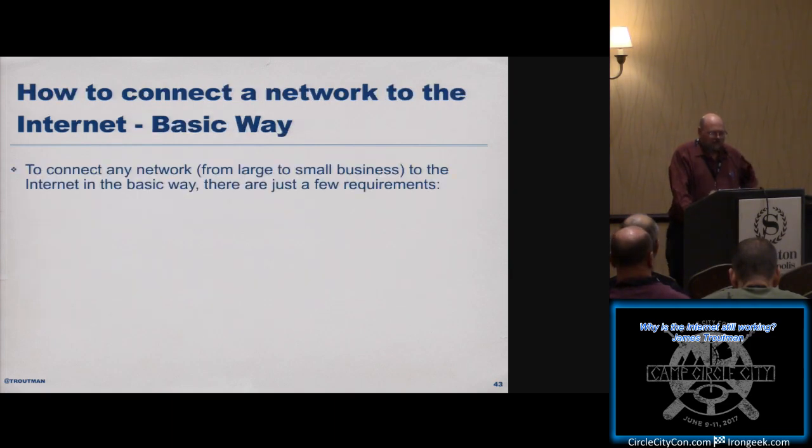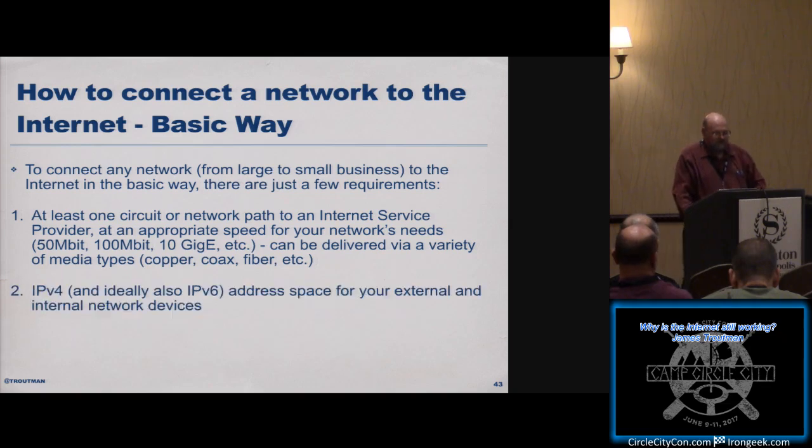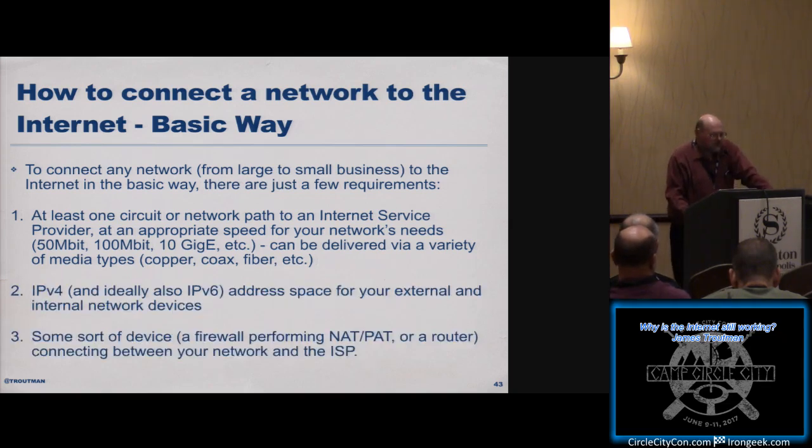So you want to get on the internet. If you're a small business or residential, you order it from your ISP. You negotiate over a price. Usually it's more expensive than you want for the speed that you want. They deliver it to you. They give you an IPv4 address, maybe just a dynamic one. Ideally, they're also giving you V6. And you get yourself some sort of firewall, and hey, you're in business.